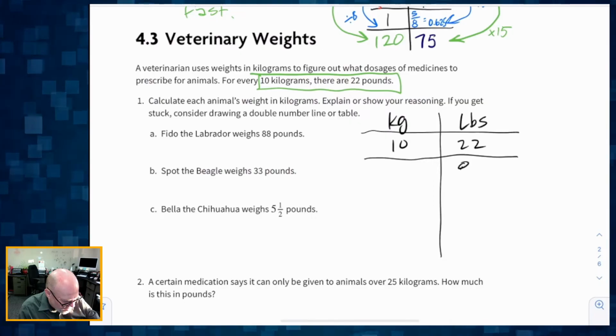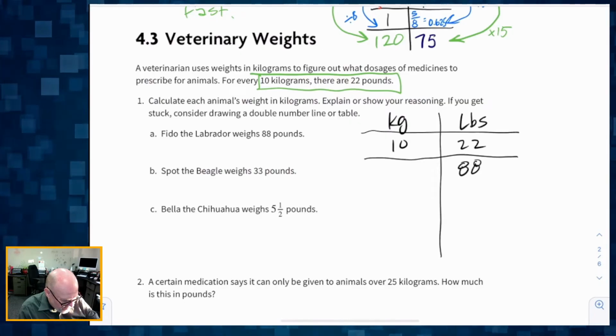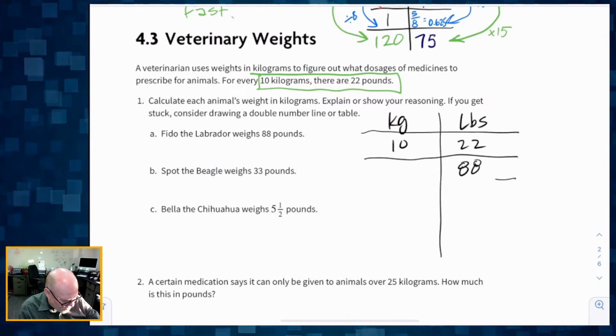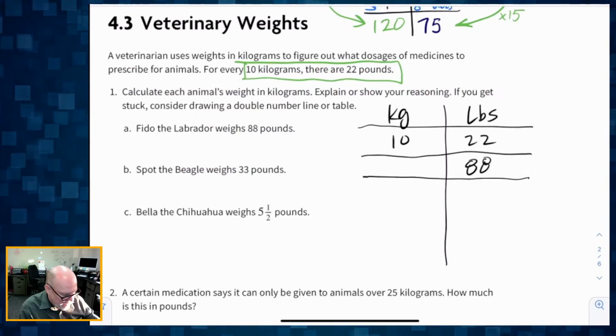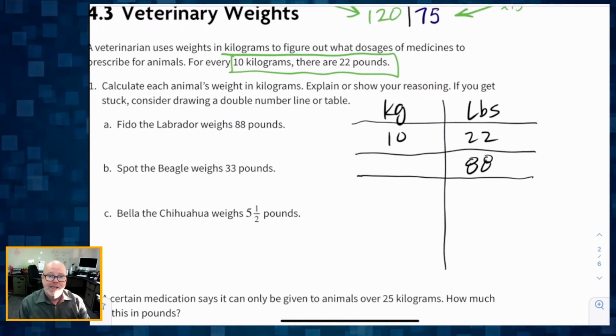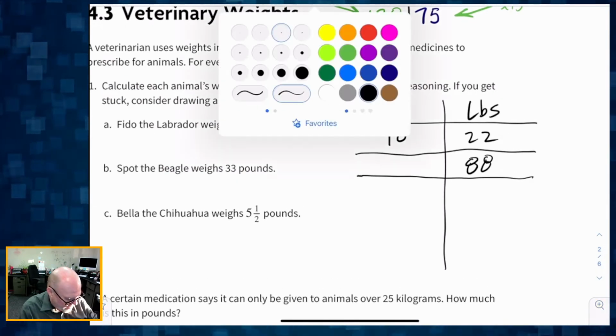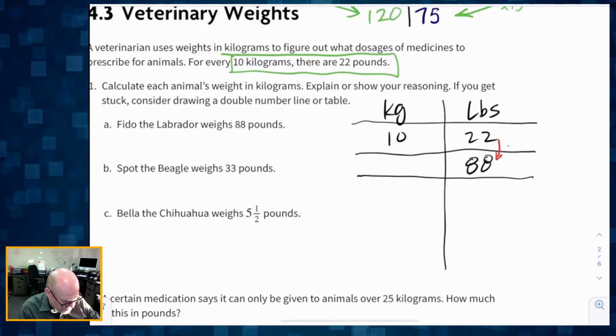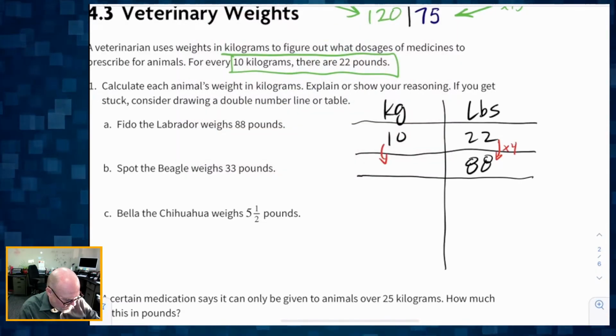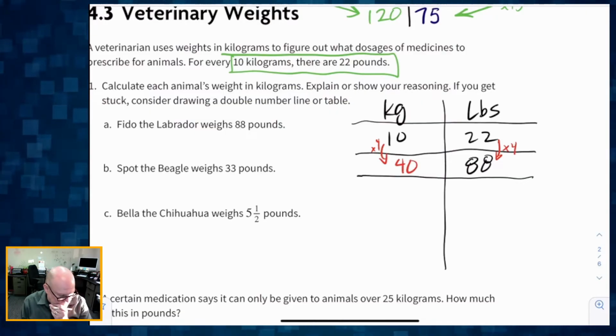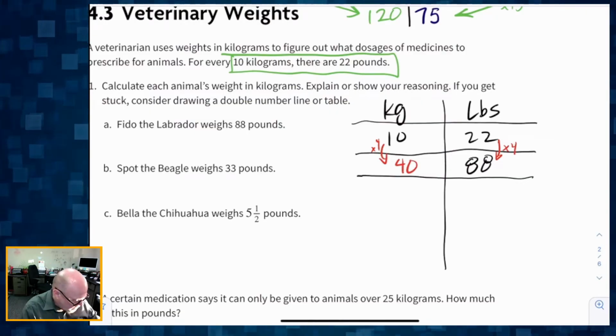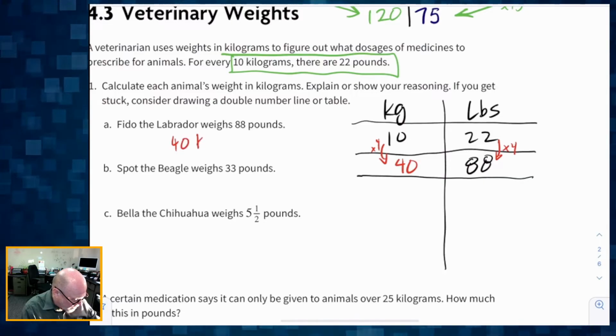And we have an 88-pound Labrador. How heavy in kilograms is that Labrador? That's not terribly hard. We just multiply by 4, and we get 40 kilograms. All right, so we know that the Labrador weighs 40 kilograms.